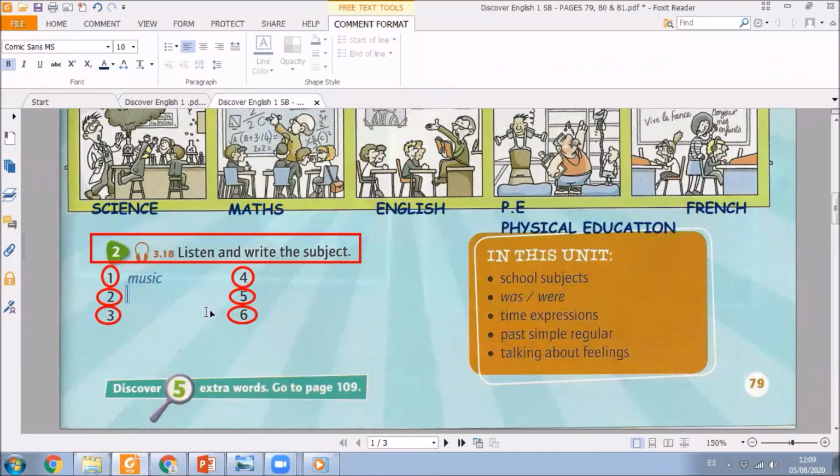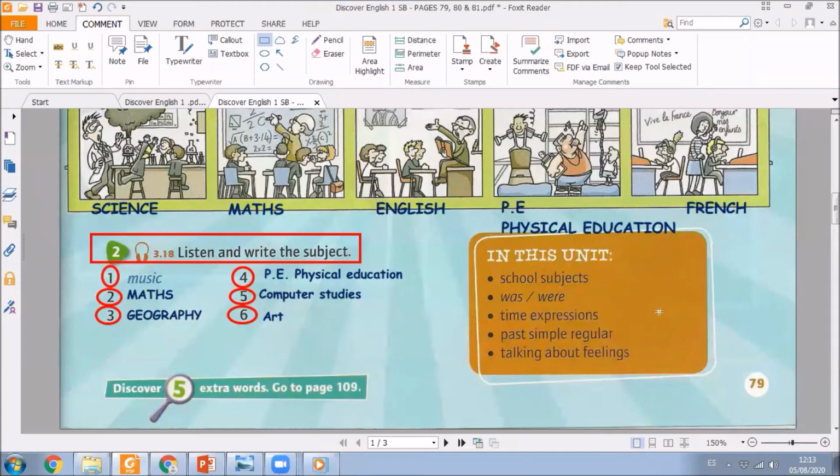Okay, now let's check the answers together. We know that number 1 is music, all right? Number 2? Very good. Maths. Excellent. I'm going to write it like this. Okay, very good. Number 3, what do you think? It's geography. Very good. Geography. Number 4, yes, physical education. Very good. I'm going to write it like this and then like this. Physical education. Very good. Number 5, excellent, computer studies. Number 6, yes, it's art. Very good.